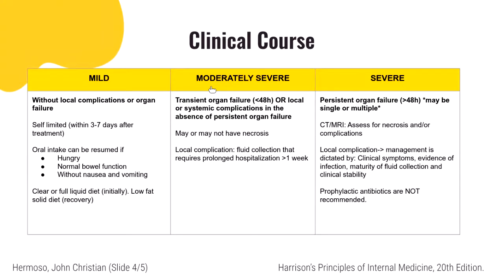We have severe acute pancreatitis, and this is defined as persistent organ failure, which may involve one or more organs. So a CT or MRI is needed to assess for necrosis and other complications. But if local complications are found, then the management is dictated by clinical symptoms, evidence of infection, maturity of fluid collection, and the clinical stability. This is important to note at this stage, prophylactic antibiotics are not recommended.